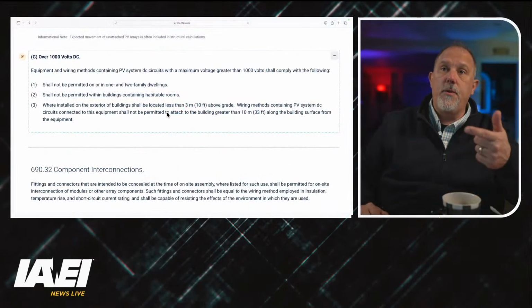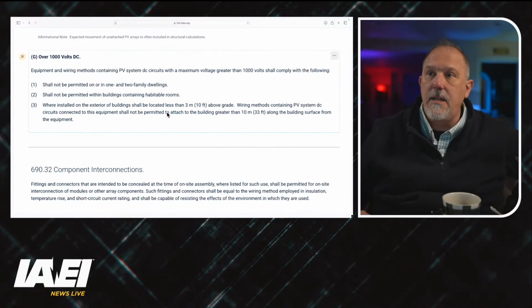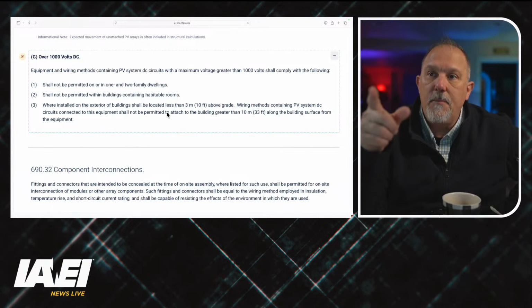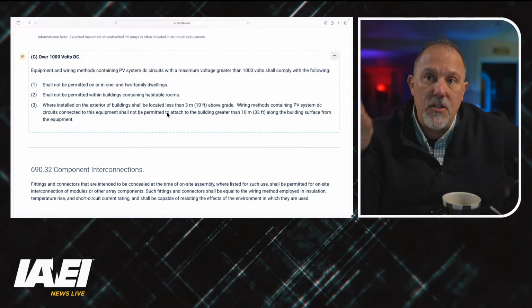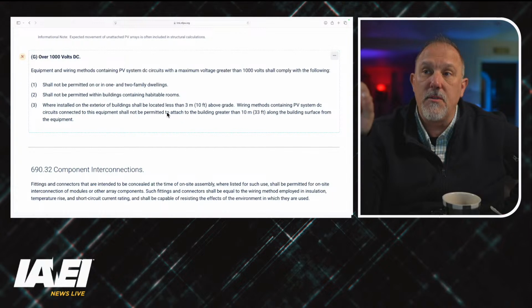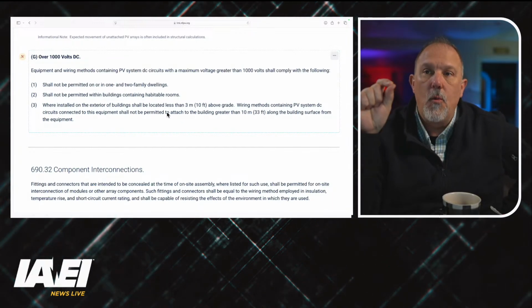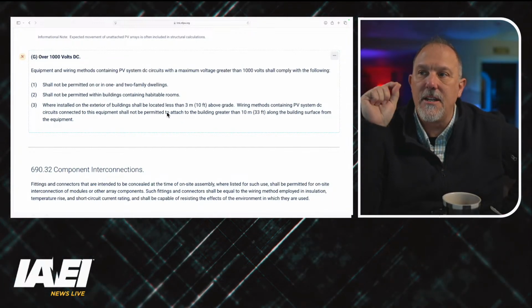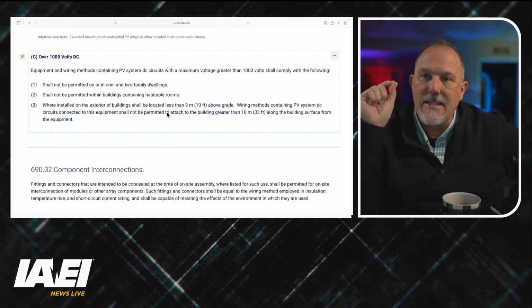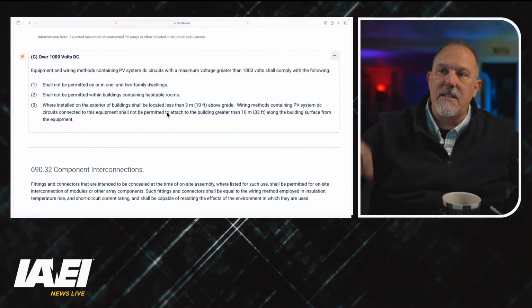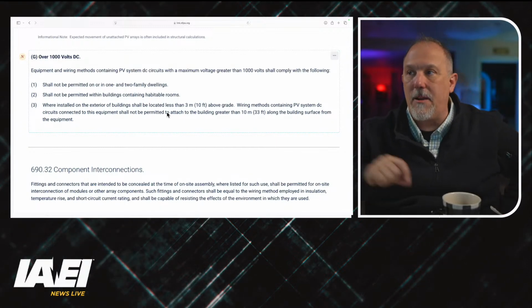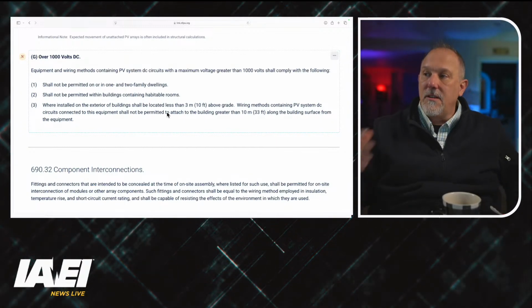And then we say, look, if you have equipment that's over 1,000 volts DC, it shall not be permitted on or in a one and two family dwelling unit, and cannot be permitted within buildings containing habitable rooms. Where installed on the exterior of buildings, wiring methods containing DC circuits connected to this system shall not be permitted to attach to the building greater than 33 feet along the building surface of the equipment. So we're taking special care, right? So that's PV systems. Where else?